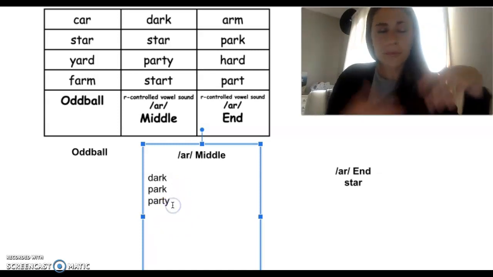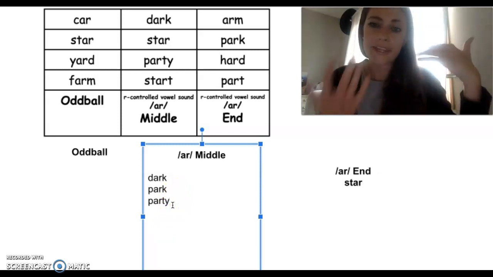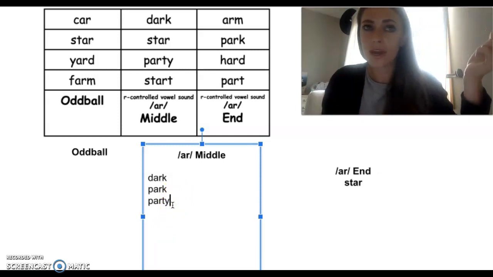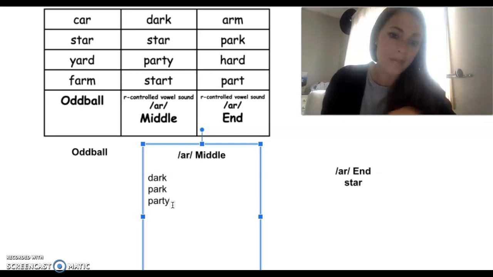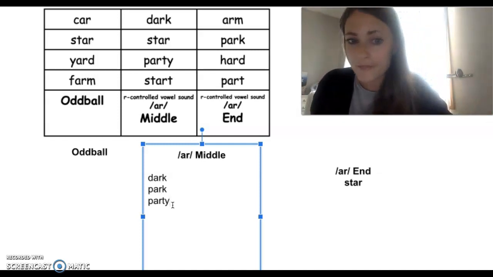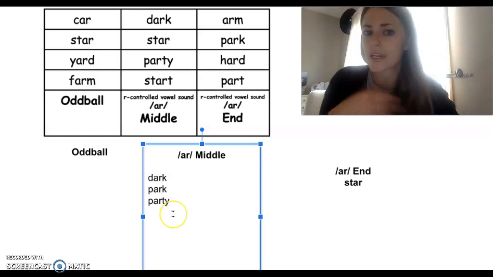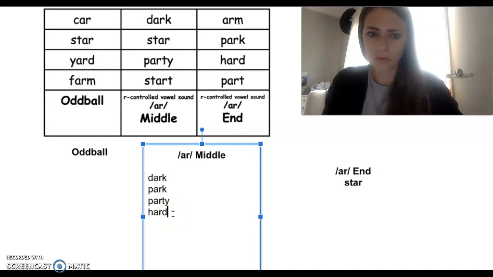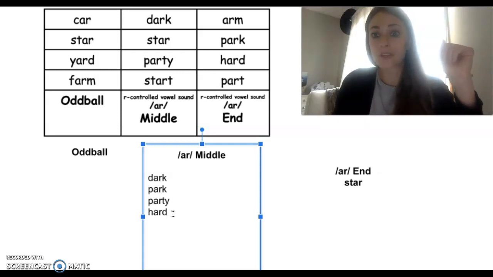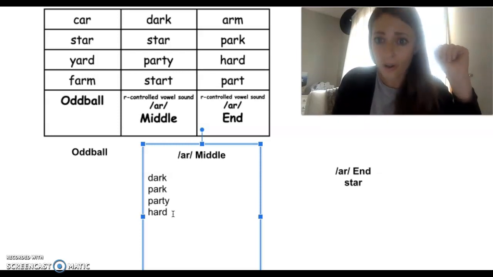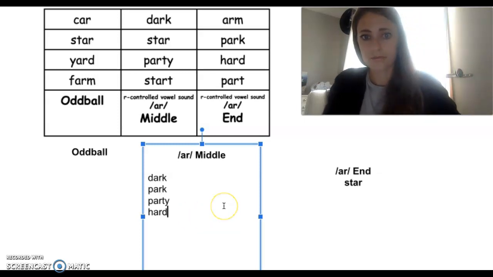Maybe if you have a birthday party and you celebrate with a cake, or maybe you have a neighborhood party and you all get together, or roast some s'mores and have a campfire party. You hear it in the middle of the word. Hard. Hard could be like, oh, this desk is really hard. Or hard could be, well, that math test was really hard this week. Okay, part.